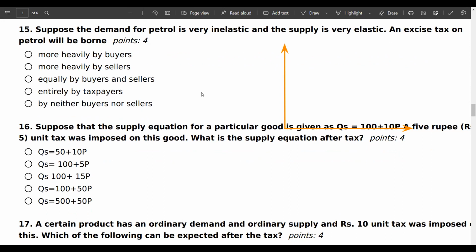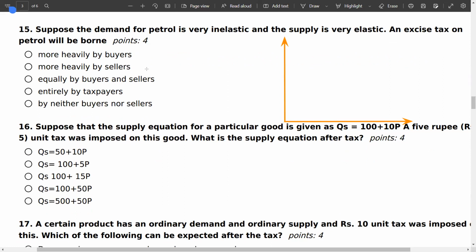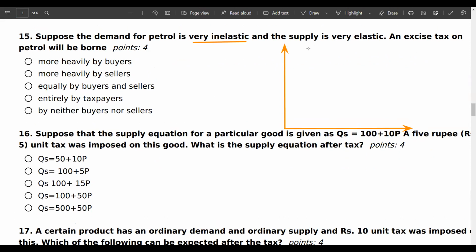So, first of all, let me arrange it. Let me draw the demand curve exactly like what the question says. Demand is very inelastic, so I have made sure we have a very steep demand curve. Supply, they are saying, is very elastic. That means it can be a flatter curve, but you have to make sure it starts from the price axis, something like this. So price, 0, quantity.